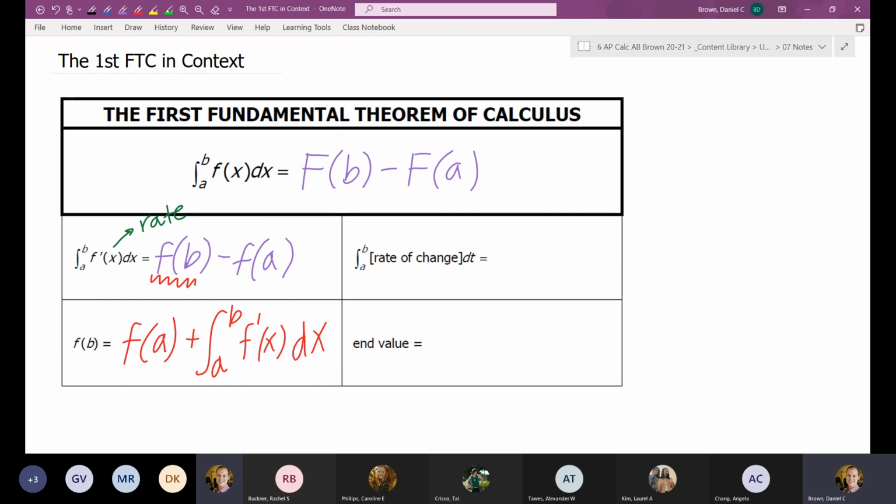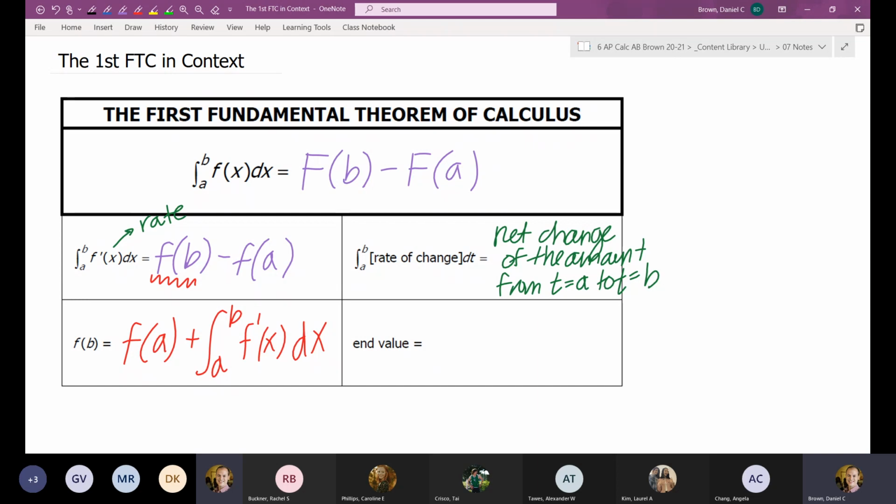What would f of b minus f of a represent in words? I'm going to describe that as the net change of the amount from a to b. And you might ask the amount of what, and that really depends on the word problem that we're looking at. It could be the amount of water leaking into a tank, the amount of bananas being put on a shelf, the amount of people getting in line to ride a roller coaster, the amount of anything that we're going to be looking at.